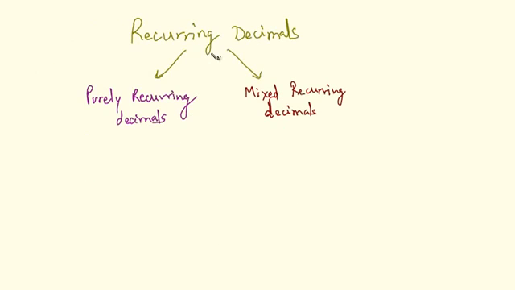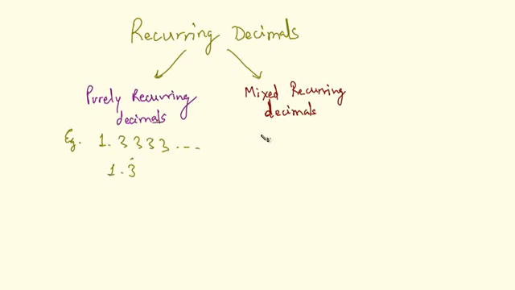Now recurring decimals can be of two types. One can be purely recurring decimals and another can be mixed recurring decimals. Let me write the examples of each of these so it is much more clear for you. So the example of a purely recurring decimal is 1.3333, where 3 goes on forever. That is 1.3 with a dot over the head of 3.